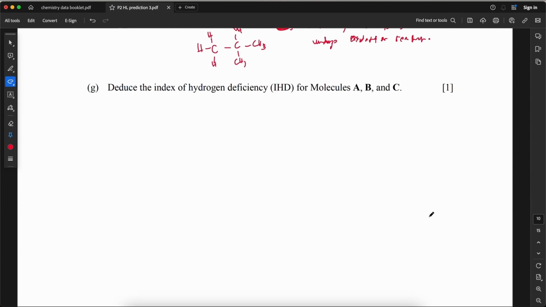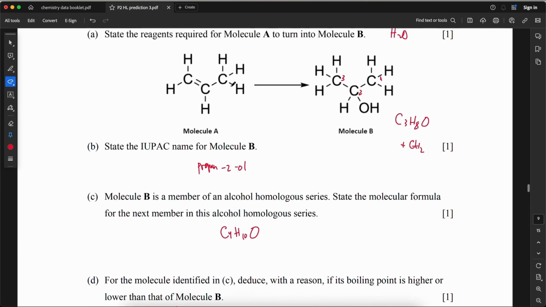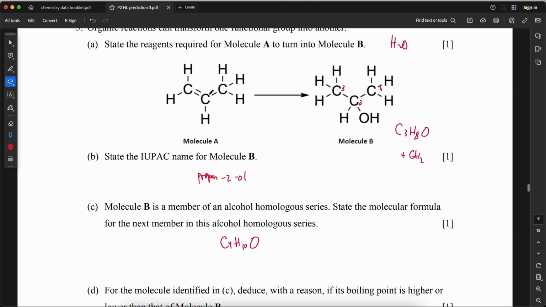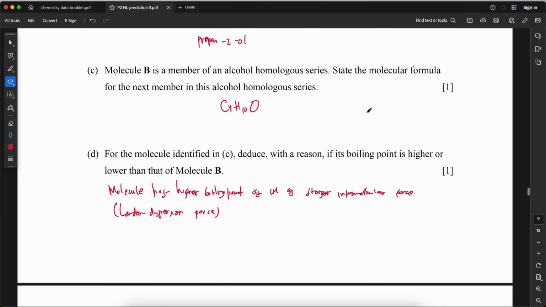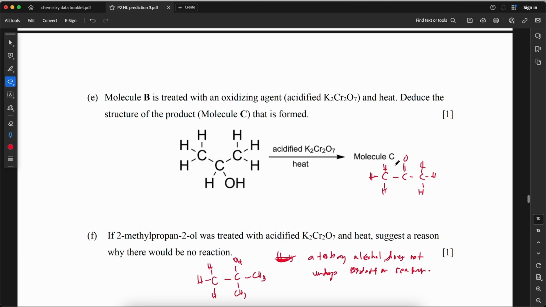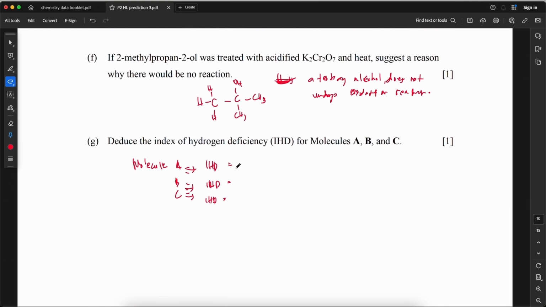Deduce the index of hydrogen deficiency, IHD, for molecule A, B, and C. Okay, molecule A, it has double bond, so IHD will be 1. Molecule B doesn't have double bond, so it means IHD is 0. And for C, it has 1 double bond, so IHD will be 1. Because one double bond between any atoms will give IHD 1.